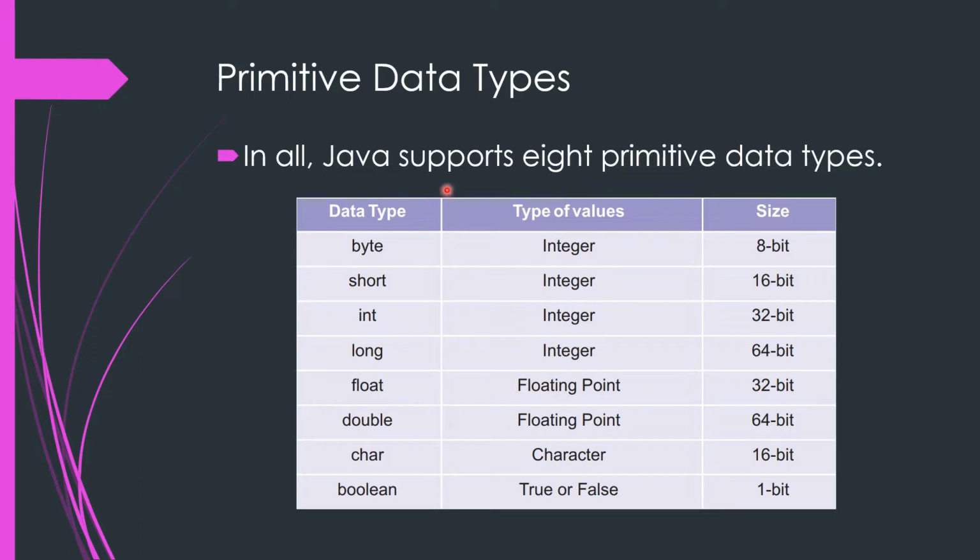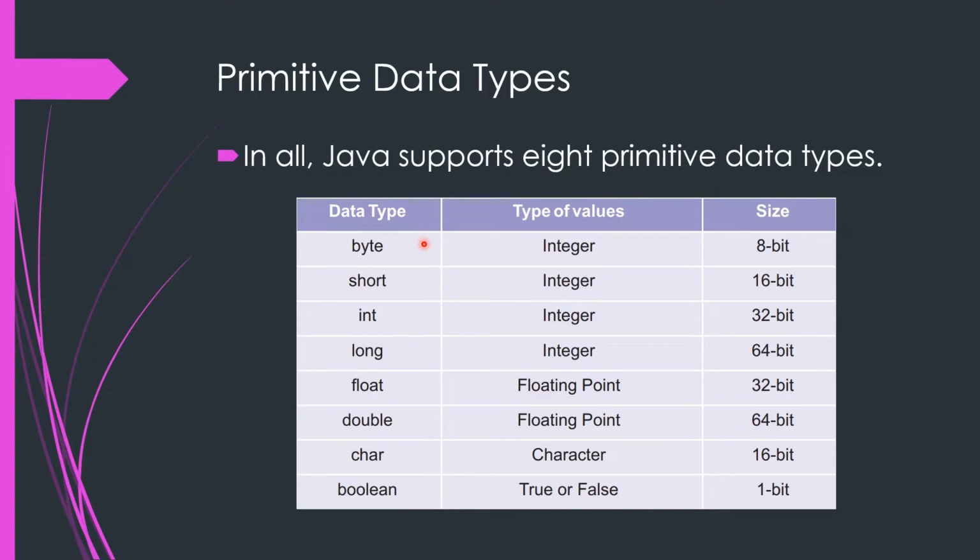In all, Java supports 8 primitive data types. Basically, data types are also of different types. One of them is the primitive data type, and there are 8 types of primitive data types that Java supports. Here they are: byte, short, int, long, float, double, char, boolean.